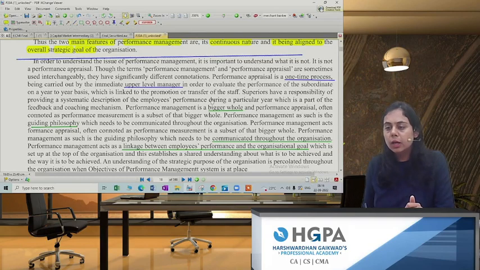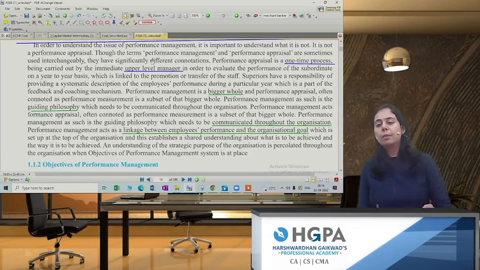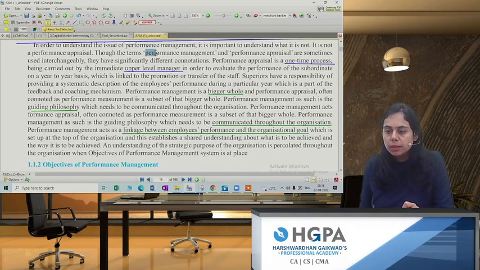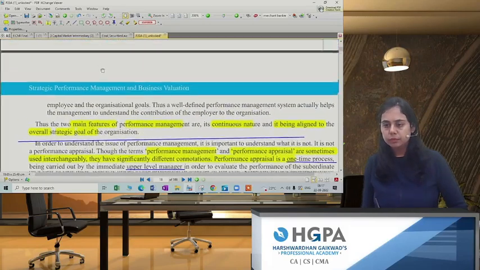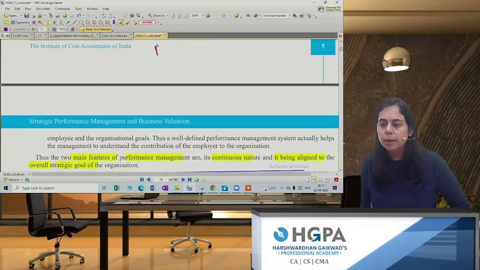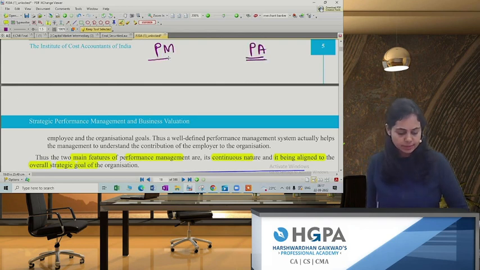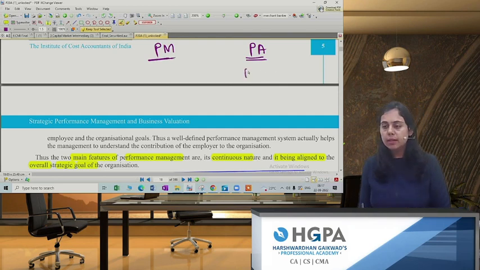Okay, let's start the next paragraph. In the next paragraph there are two terms. One term is performance management and the next term is performance appraisal. Let's jot down a few points. Performance management and the next is performance appraisal. Now, performance appraisal, as compared to performance management, is a narrow concept.